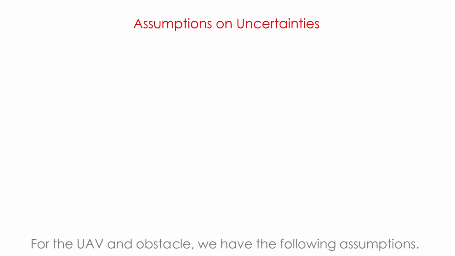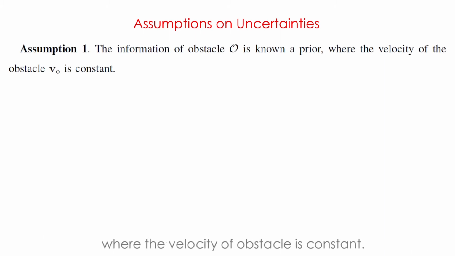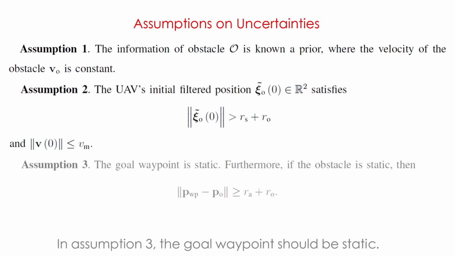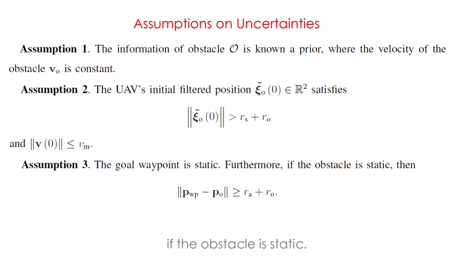For the UAV and obstacle, we have the following assumptions. In Assumption 1, for easy analysis, the information of the obstacle is known, where the velocity of the obstacle is constant. In Assumption 2, the UAV should not conflict with the obstacle initially. In Assumption 3, the goal waypoint should be static. Moreover, it should keep a safety distance from the obstacle if the obstacle is static.